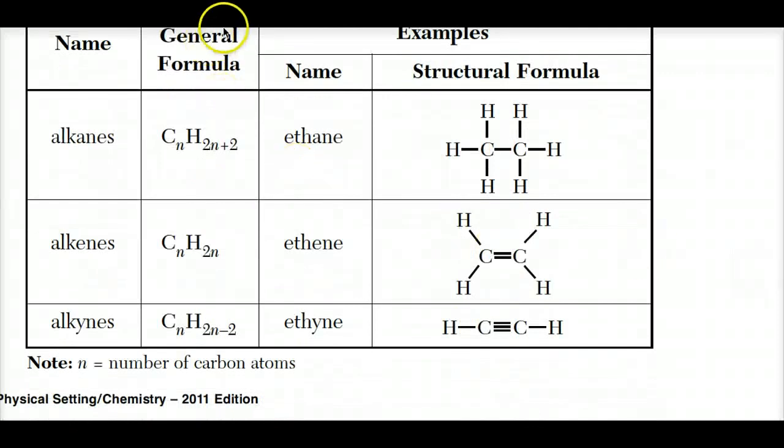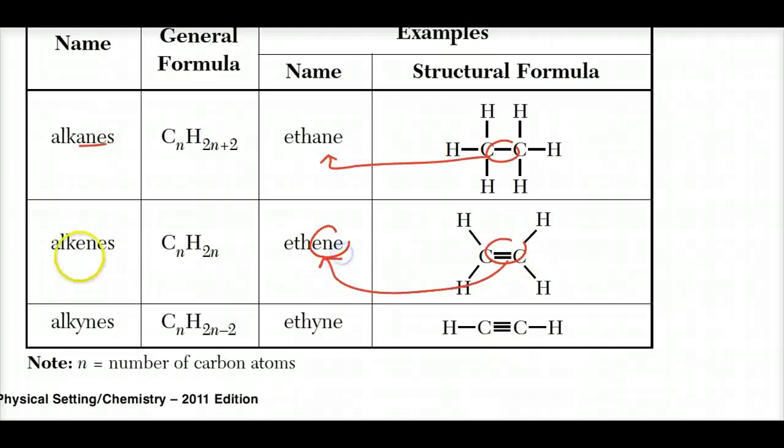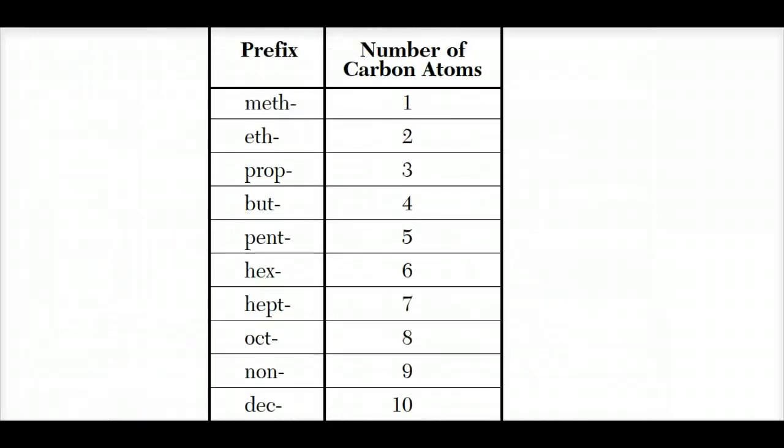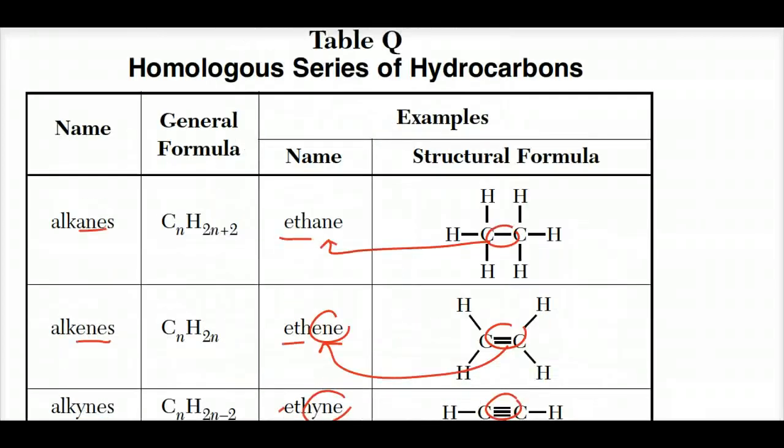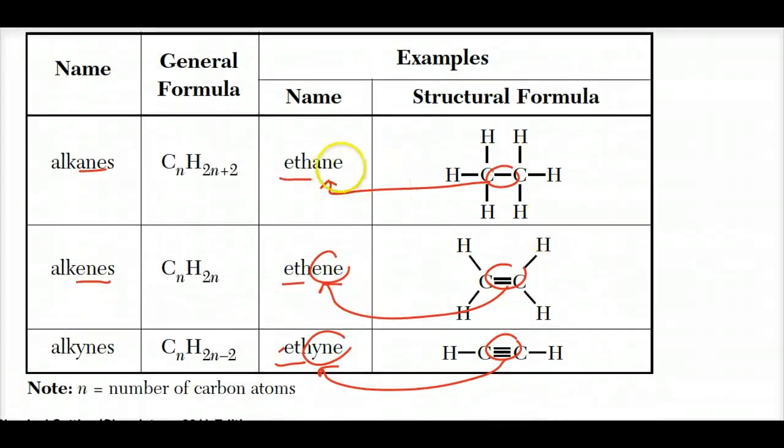So if you've got carbon chains, it's organic compounds about the carbon. If they're single bonded between the carbons, they end in ane. That's why they call them alkanes. If they're double bonded, they end in ene. That's why they call them alkenes. If they're triple bonded, they end in yne, like ethyne. Notice they're using eth for 2 carbons, which is given to you in Table P. And then, of course, it ends in the appropriate ending, either ane for single bonded, ene for double, yne for triple bonded.